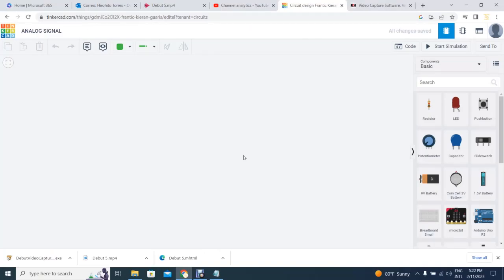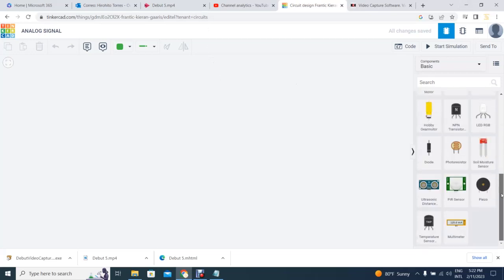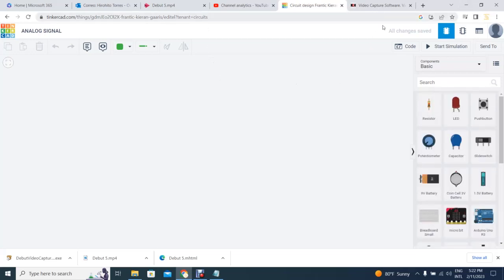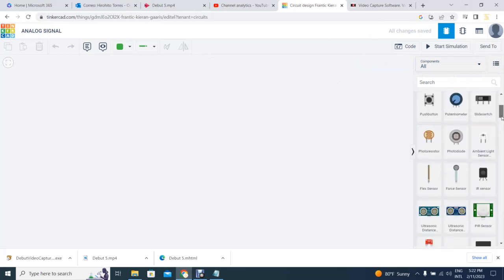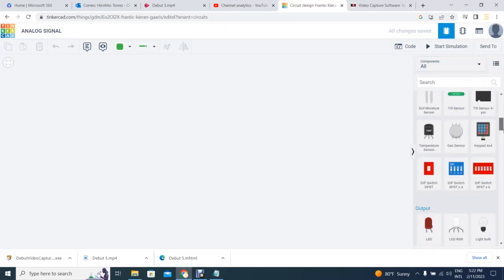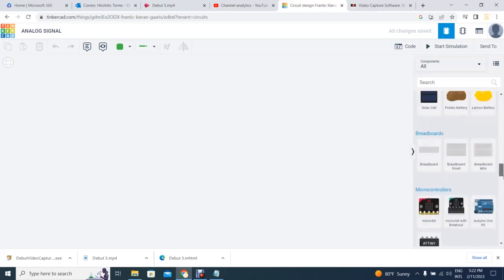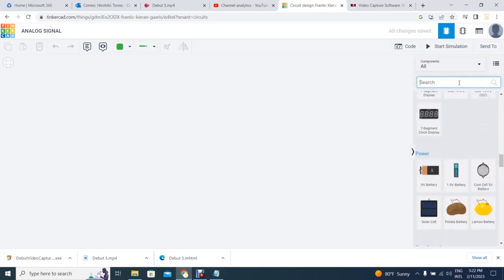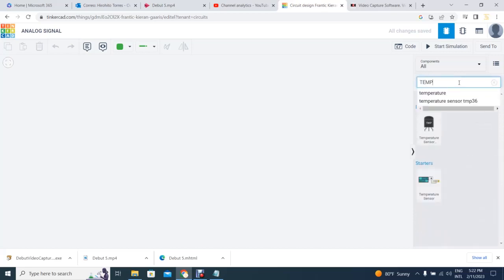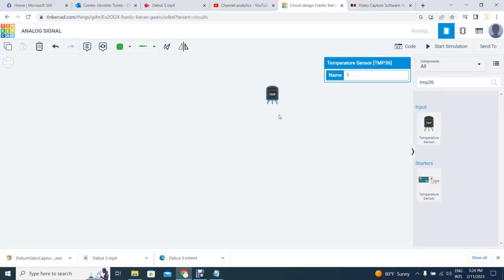All right, so here we are in Tinkercad. So let's build this very quickly so everybody understands how we're gonna work with analog signals. Let's start to bring what we need. We need a temperature sensor, and we can put here, for example, temp. Let's see what shows up. Temp sensor TMP36. There we go. We're gonna put that there somehow.